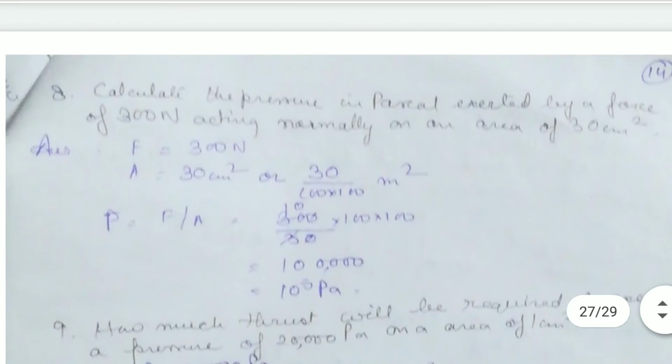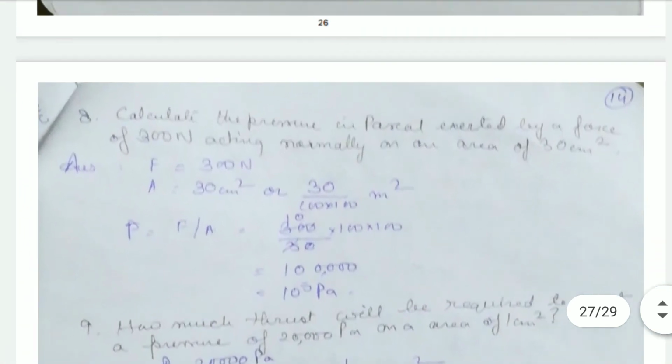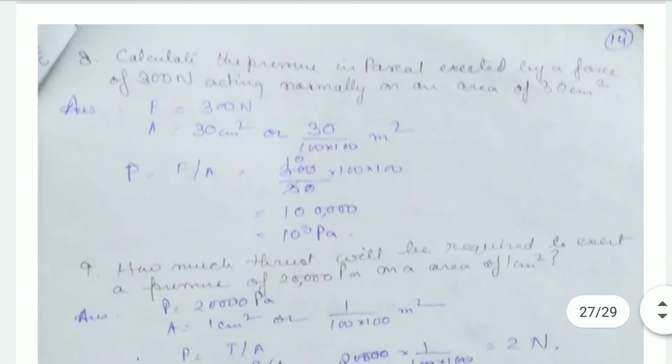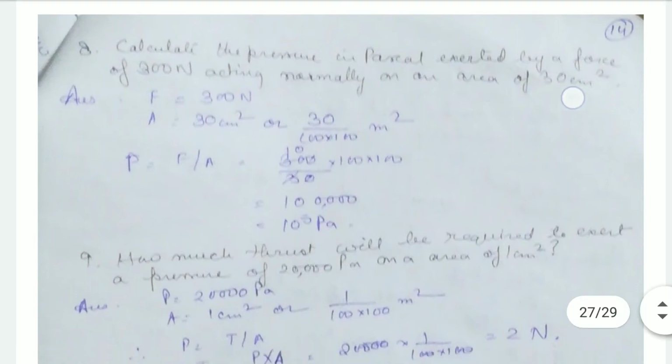Next we come to this: calculate the pressure in pascals exerted by a force of 300 Newton acting normally on an area of 30 centimeters square. So force given is 300 Newton and this area is 30 centimeters square, or you can say 30 by 100 into 100 meter square. So that will be equal to 10 to the power 5 pascals.